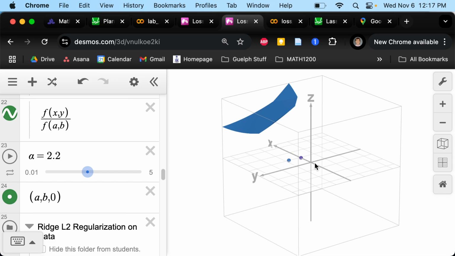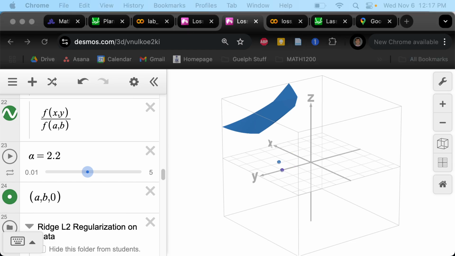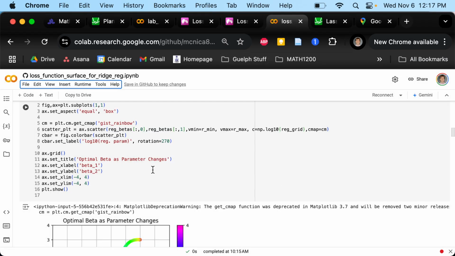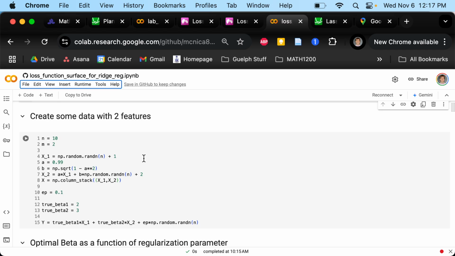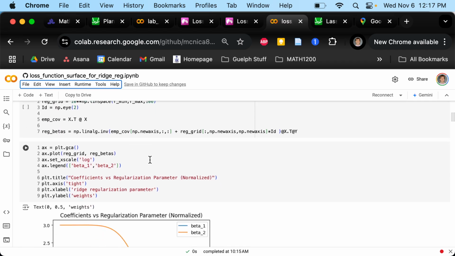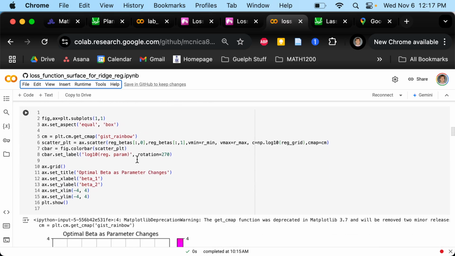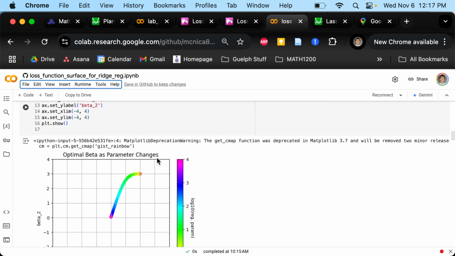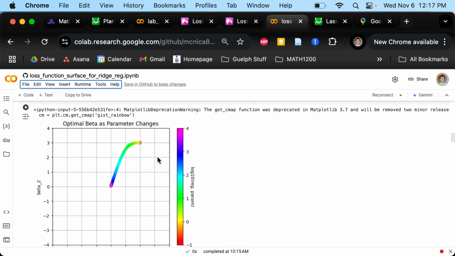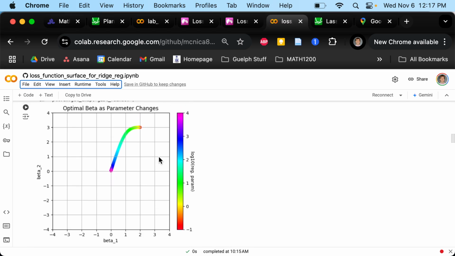Okay, so let's see another way to think about this, which is the following. I made a version of what we just did, but I made it in Python instead of Desmos. The reason I made it in Python instead of Desmos is I wanted to make this beautiful rainbow graph, which I'm very excited about.